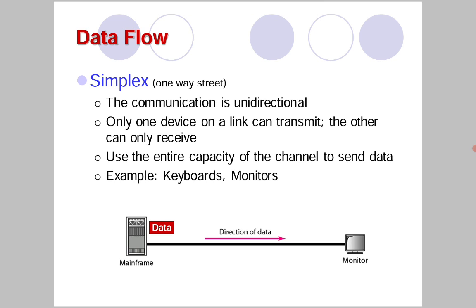Simplex is also called one-way transmission. One-way transmission means the communication is generally unidirectional. Only one device on a link can transmit, the other can only receive. Generally in simplex communication, two devices or computers are connected. The sender transmits and the receiver receives. It uses the entire capacity of the channel to send the data.